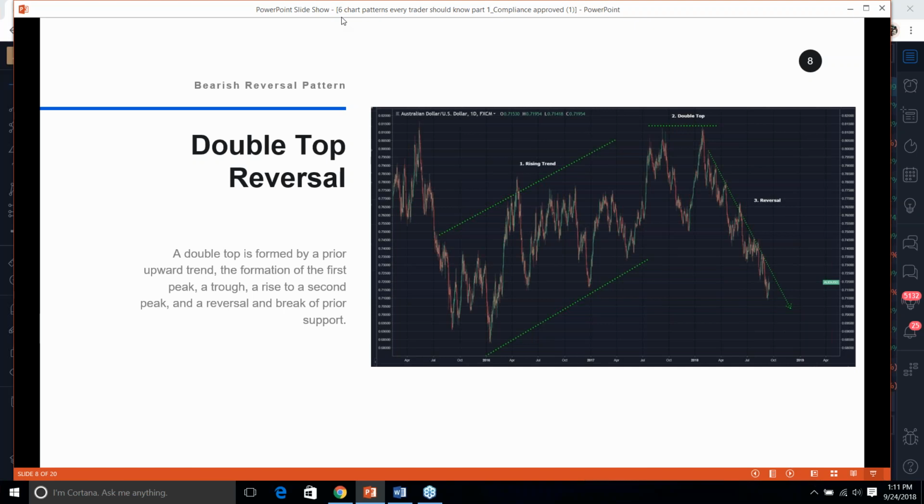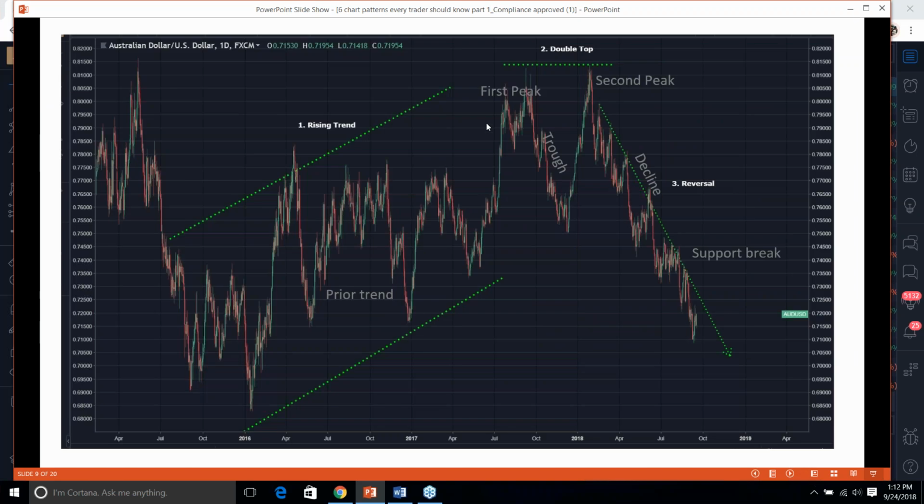So double top reversal, this is a firm reversal pattern. You have a rising trend, you have a peak, a trough, a peak, and then the reversal. Ideally, you want to break the previous support, which is noted as the depth of the trough.